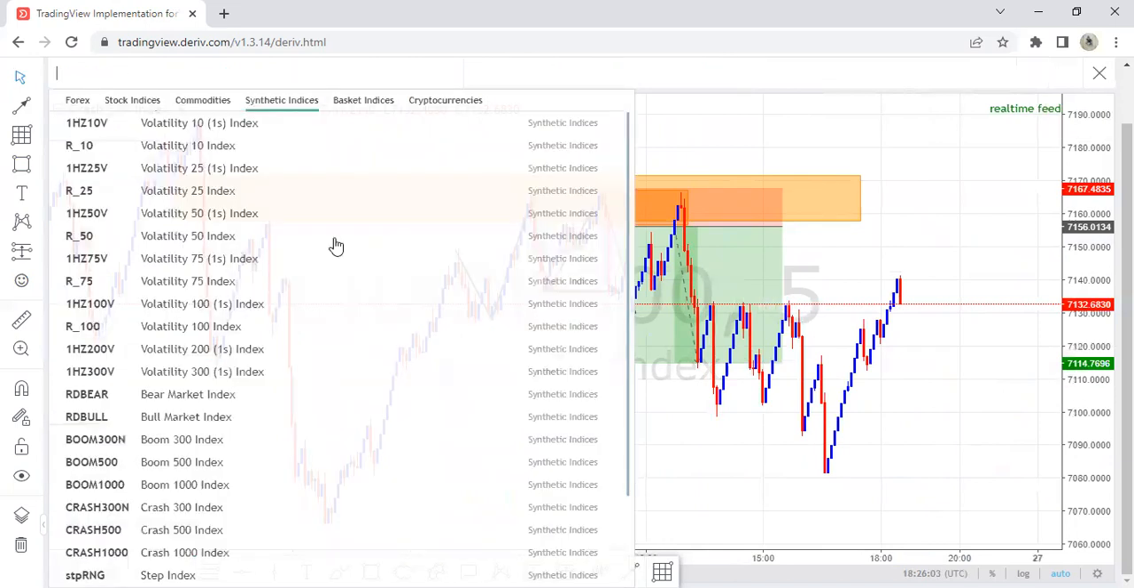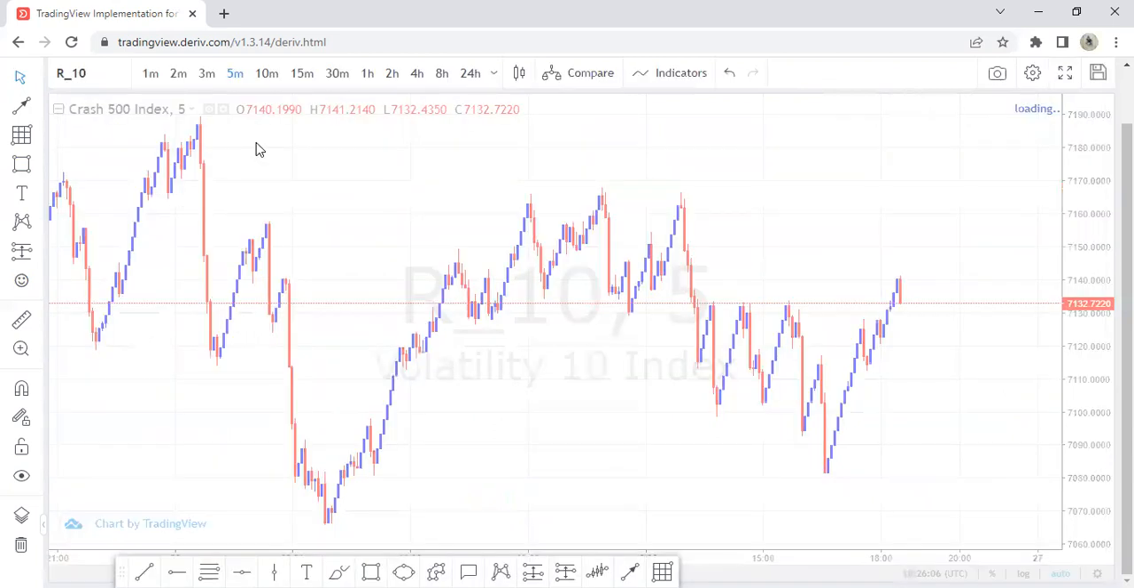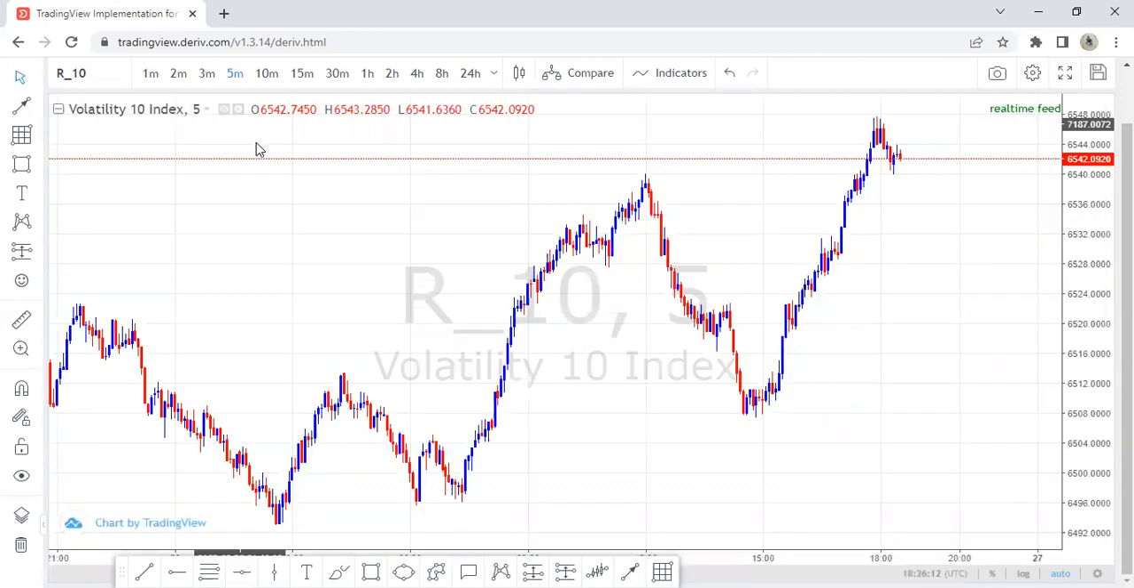So let's go to Volatility 10. I'm using synthetic indices, but this applies to currency pairs as well. I just chose to use synthetic indices because it's been a while. So now the same concept. Let's go to the 4-hour time frame.